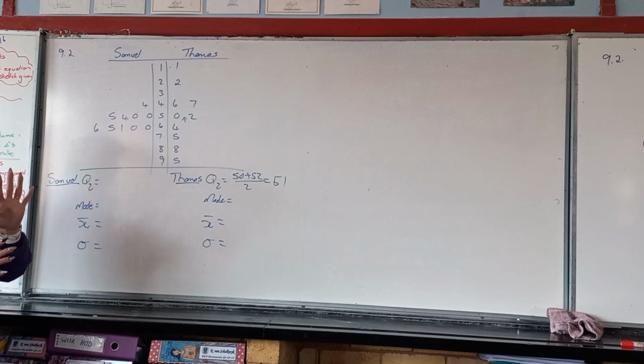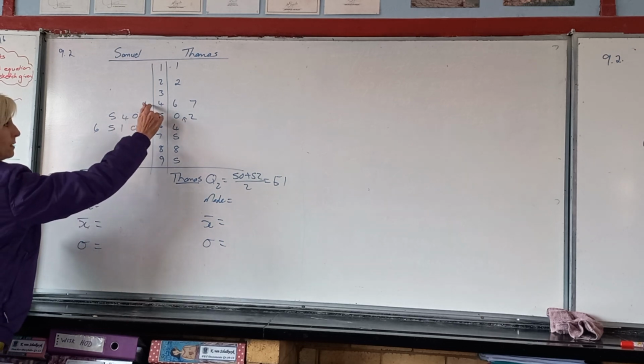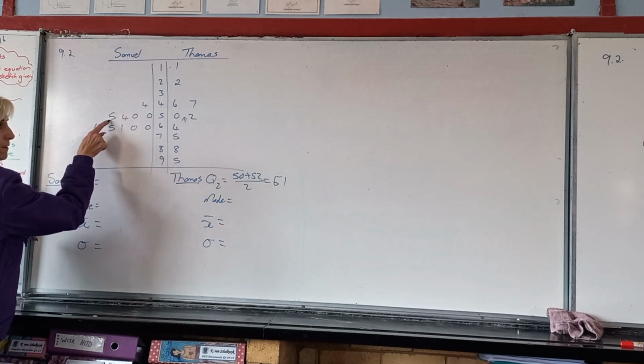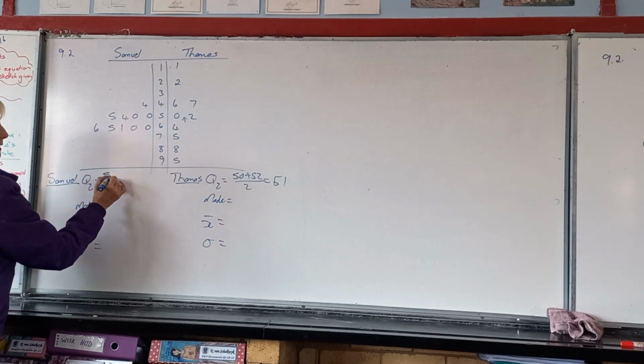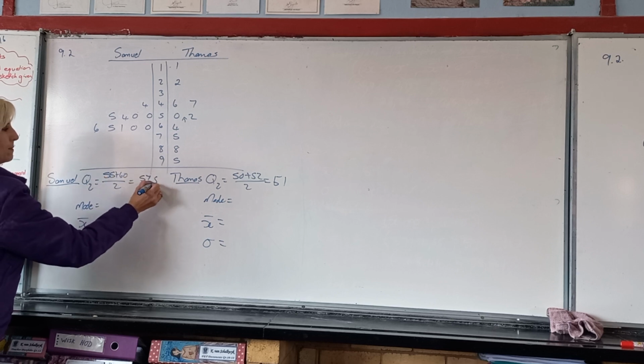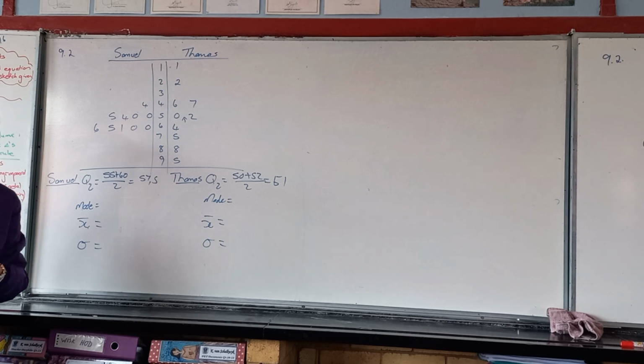So where is the 5th one? So when we count, it's 1, 2, 3, 4, 5, and 6. Now the 5th one was 55 and 60. Are you with me? And that would give me 57.5 as my median. Are you with me here?